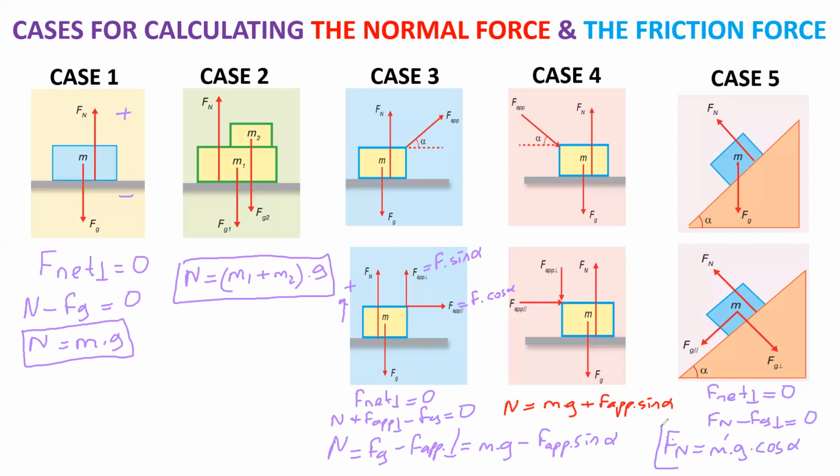For perpendicular, this is our normal force, mg cos alpha. For this system, mg plus F applied sine, and then mg minus F applied sine. This is our normal force. All normal forces for all cases. Till case 5, we have done.